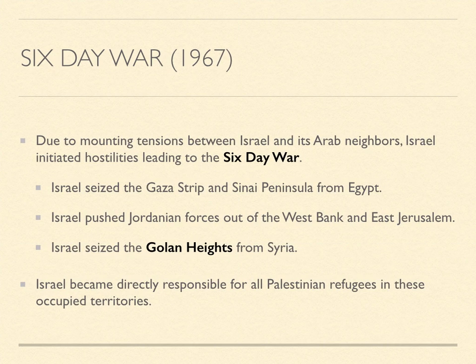Six-Day War, 1967. Due to mounting tensions between Israel and its Arab neighbors, Israel began hostilities which led to the Six-Day War. They seized the Gaza Strip and the Sinai Peninsula from Egypt. Israel pushed Jordanian forces out of the West Bank and East Jerusalem, and Israel seized the Golan Heights from Syria. At this point, Israel was directly responsible for all Palestinian refugees in these newly occupied territories.